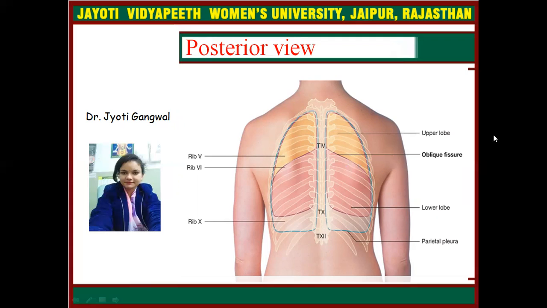The horizontal fissure is represented by a line joining a point on the anterior border of the right lung at the level of the 4th costal cartilage and a second point on the 5th rib in the mid-axillary line.